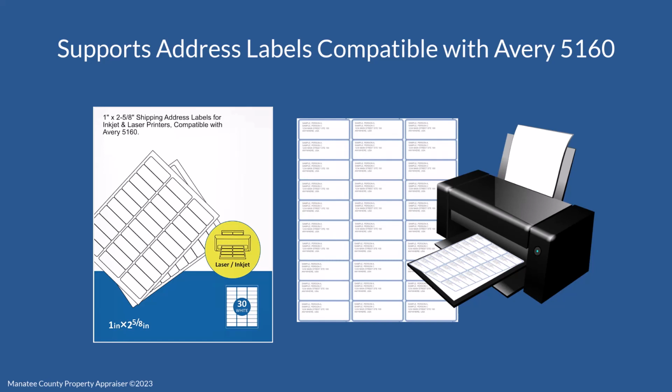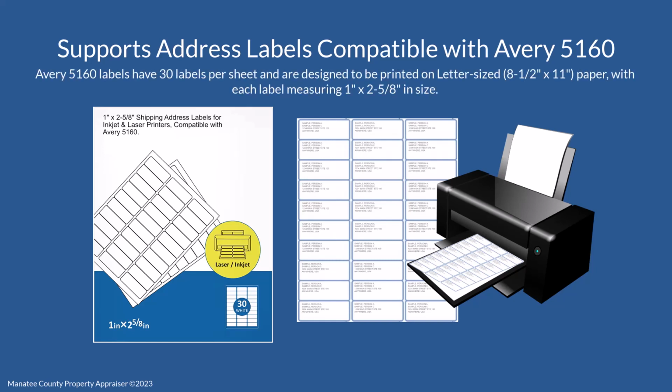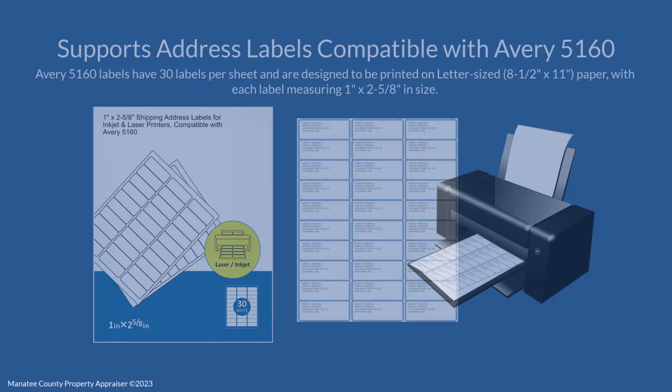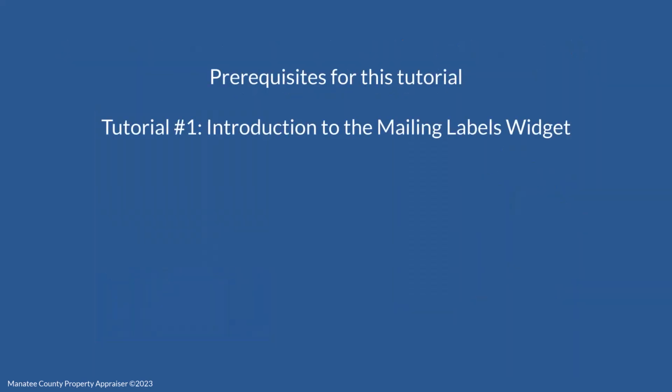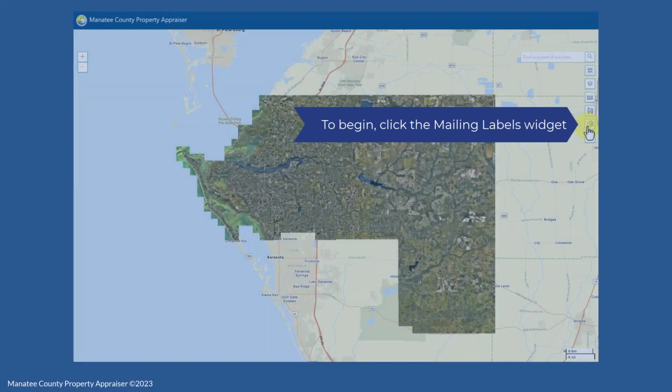Once exported, the labels can be printed to any Avery 5160 compatible labels. Avery 5160 labels have 30 labels per sheet and are designed to be printed on letter-sized 8.5 inch by 11 inch paper, with each label measuring 1 inch by 2 5/8 inches in size. Before you begin this tutorial, make sure to watch tutorial number 1, Introduction to the Mailing Labels Widget.